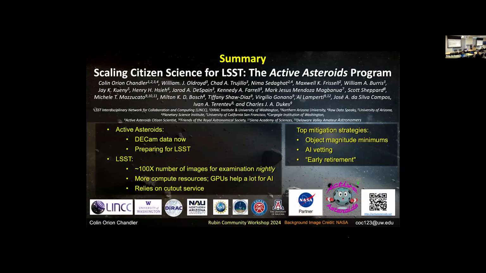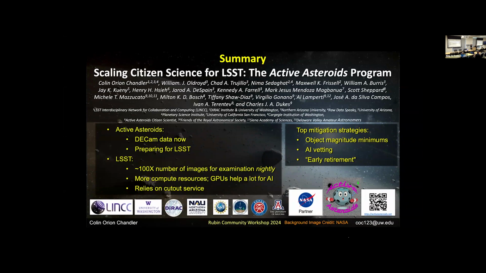What do you think about having trust scores for very good classifiers, weighting those more and cutting the number of required views that way? That's a great question. There is an expert system built into the Zooniverse to do this to some extent. We kind of already do this.